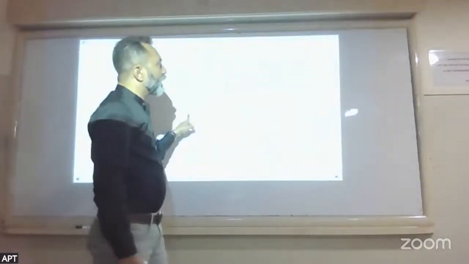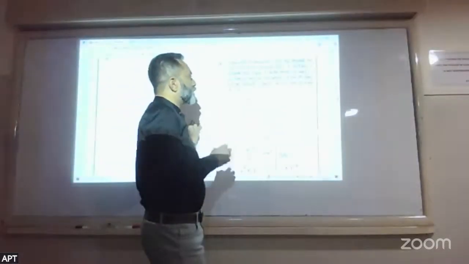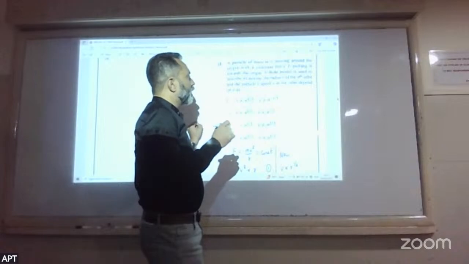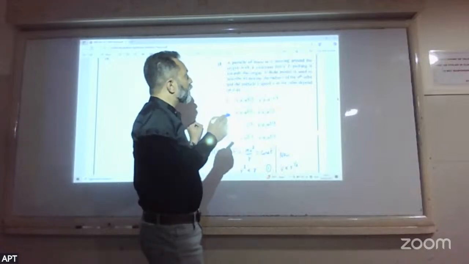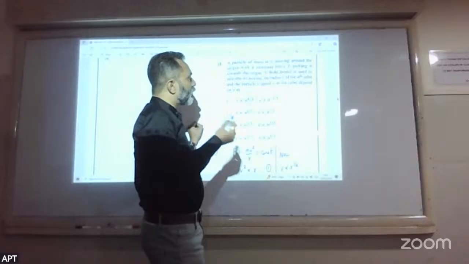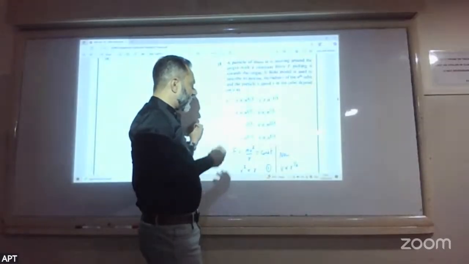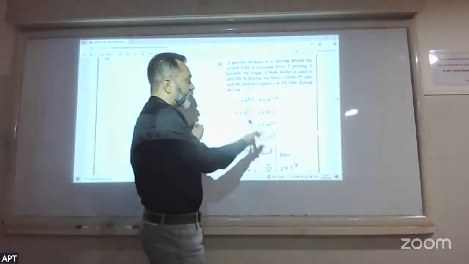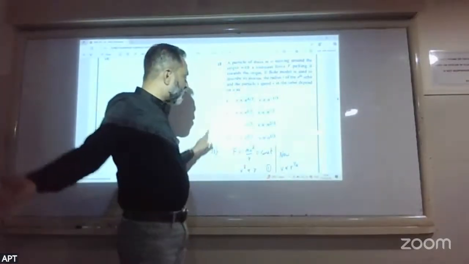A particle of mass m is moving around the origin with a constant force F pulling it towards the origin. If the Bohr atomic model is applied, then the radius of the nth orbit and the particle speed v. I'm supposed to find the relation for radius and speed with the principal quantum number n.